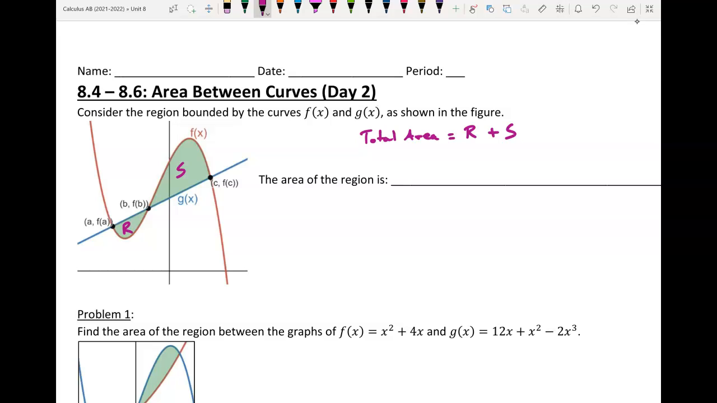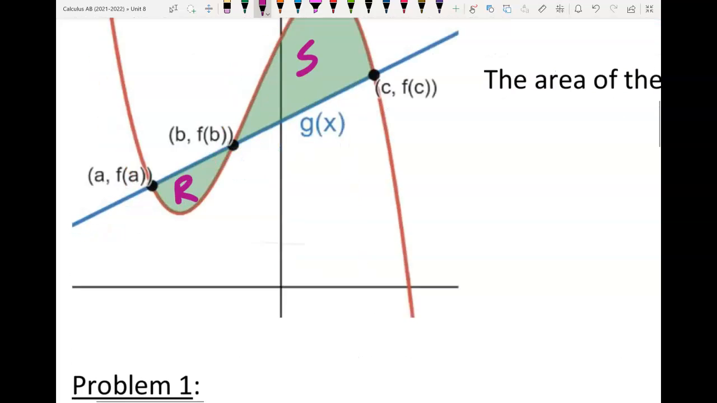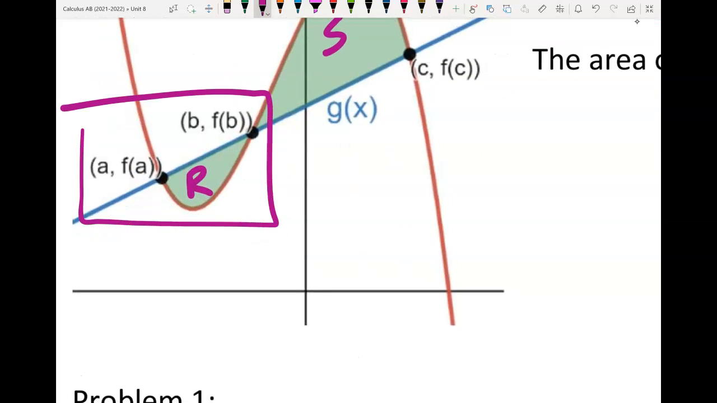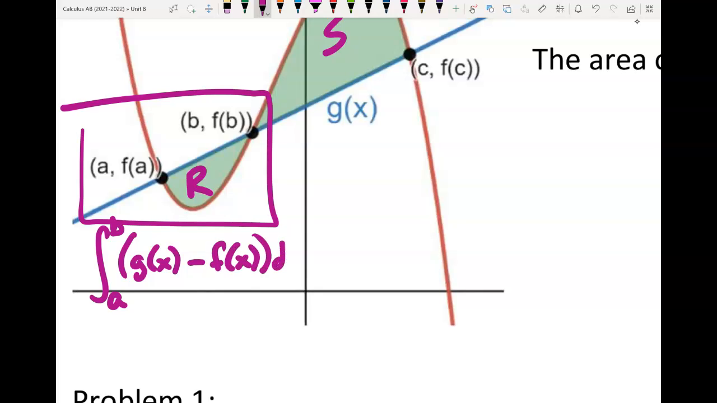How can we express maybe that region for just R? How would we express the area for region R? Let's go with Josh. The integral from A to B, G of x minus f of x dx. Why G first? Because G is the top one. You need to pay attention to what is on the top, what is on the bottom. In this case, G is on the top, F is on the bottom.